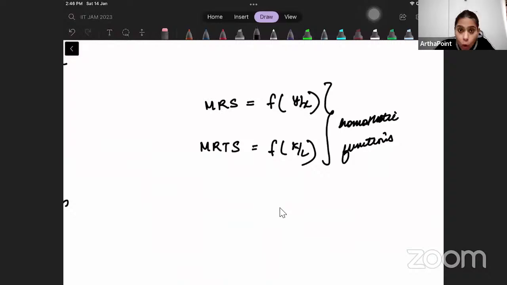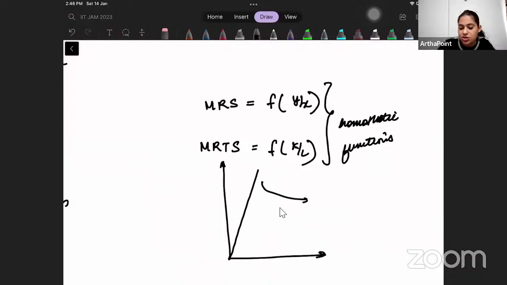Homothetic functions are those functions where, if I draw a line through the origin, this line through the origin has a constant K by L ratio. Maybe K is equal to 1/2 of L, or K is equal to 2 times L. It has a constant K by L ratio. So when you draw a line through the origin, it has a constant K by L ratio.